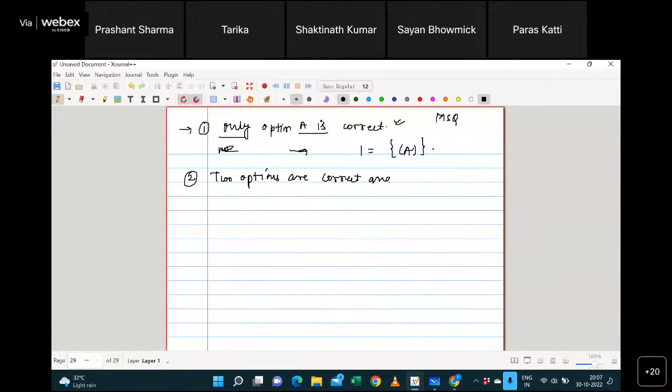And A is one of them. It is possible or not? 2 options are correct and A is one of them. One of the 2 options, right? So what's the number of possible elements here?